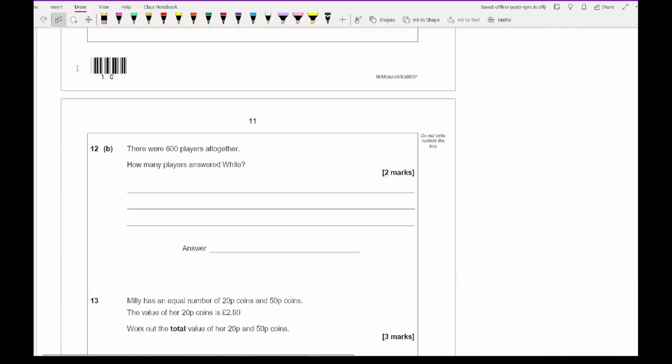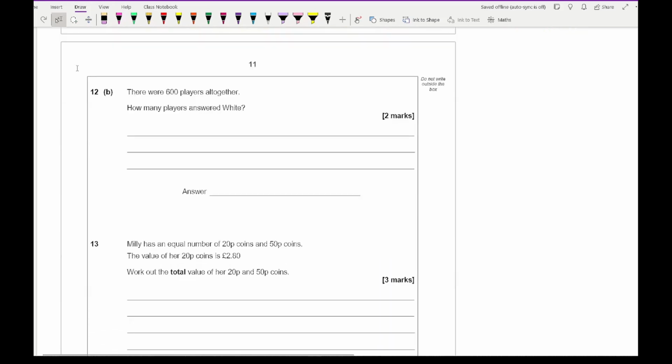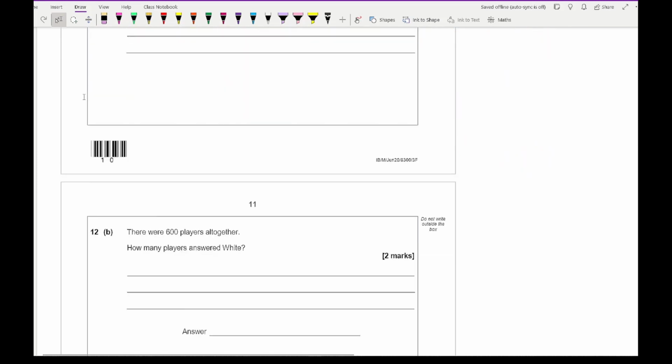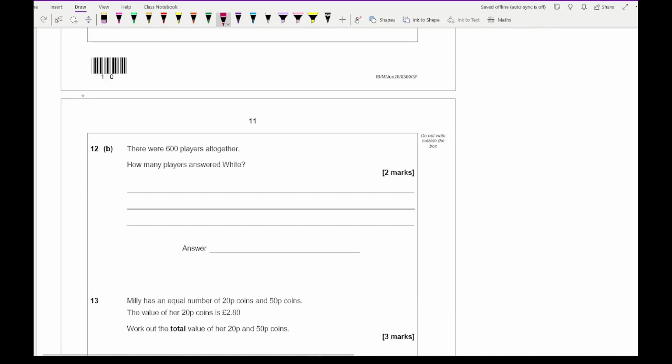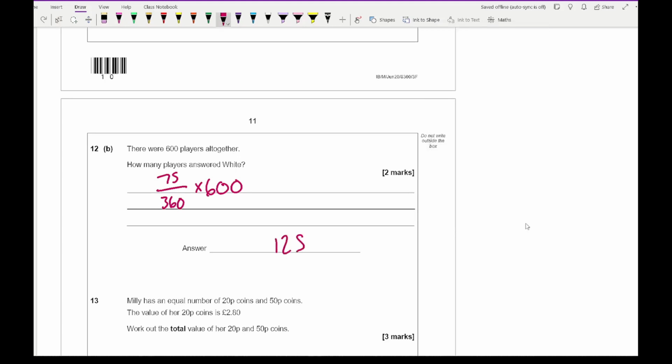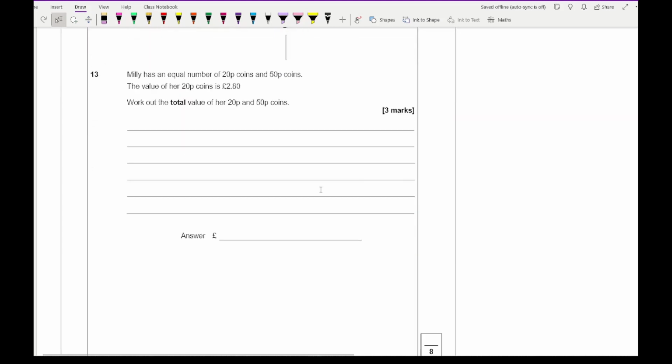Then part B says that there were 600 players altogether. How many answered white? So in terms of white, that's 75. So for this, we've got 75 over 360. That's a proportion in terms of angles, and we multiply that by 600. So 600 times that fraction of 75 over 360 equals 125. Now, if I wanted to simplify the fraction of 75 over 360, that's fine. Again, unnecessary for this particular question.